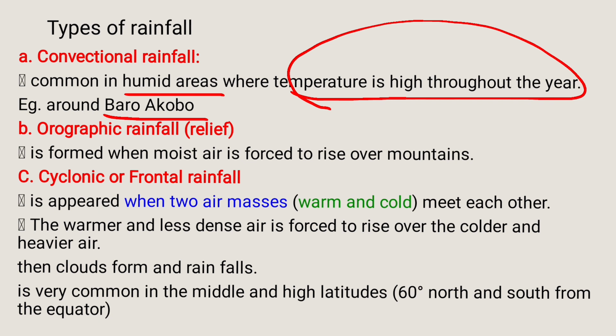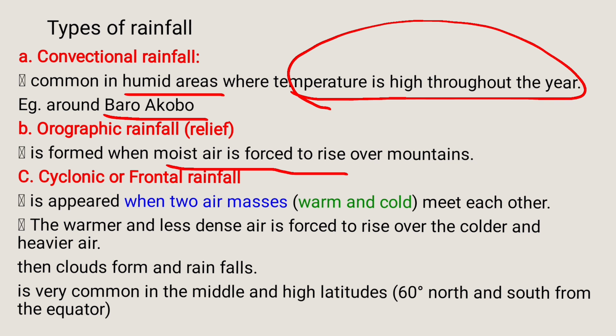The second is orographic. This type of rainfall is also known as relief type of rainfall. It is formed when the moist air is forced to rise over the mountains.